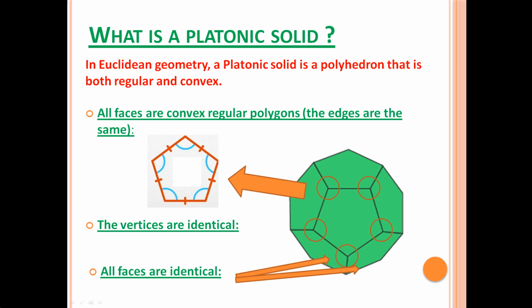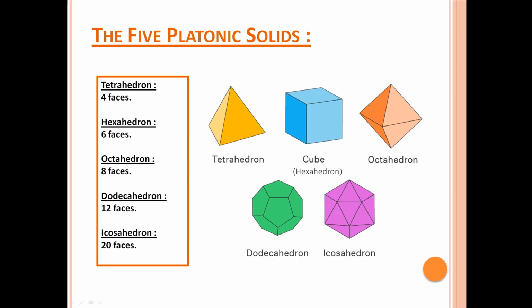In Euclidean geometry, a Platonic solid is a polyhedron that is both regular and convex. All faces are convex regular polygons, the edges are the same. The vertices are identical and all faces are identical. There are only 5 solids which respect these conditions.